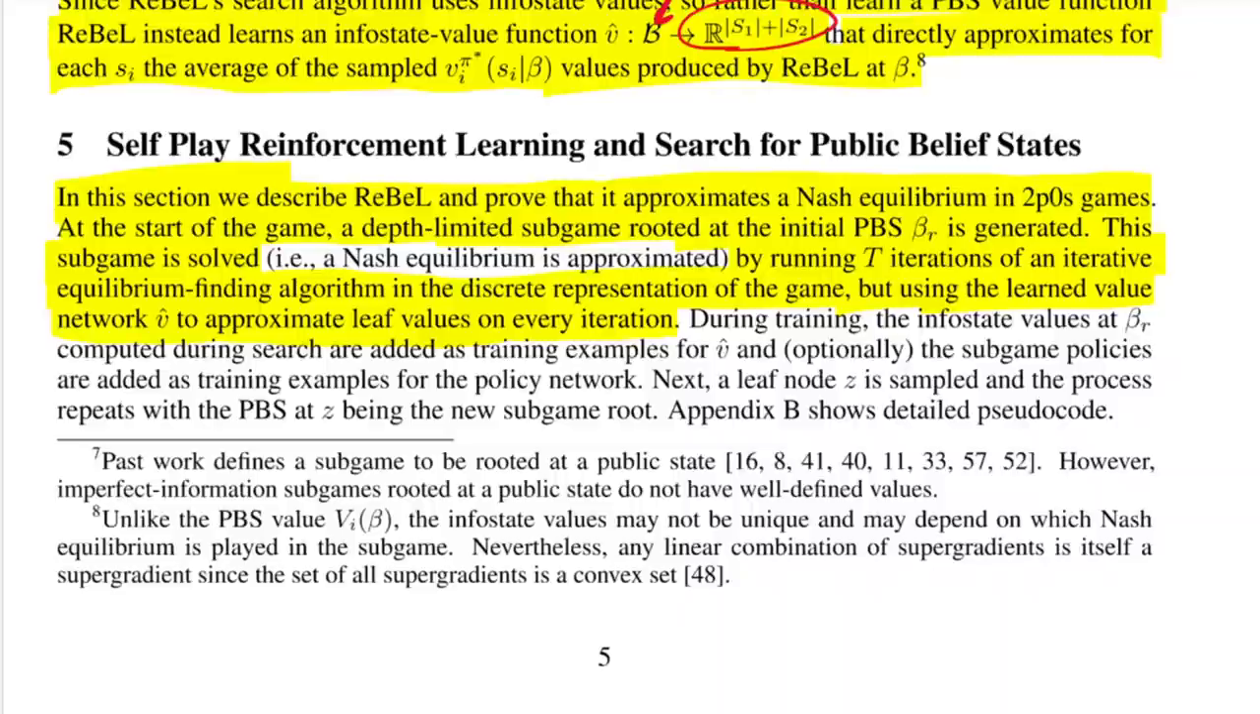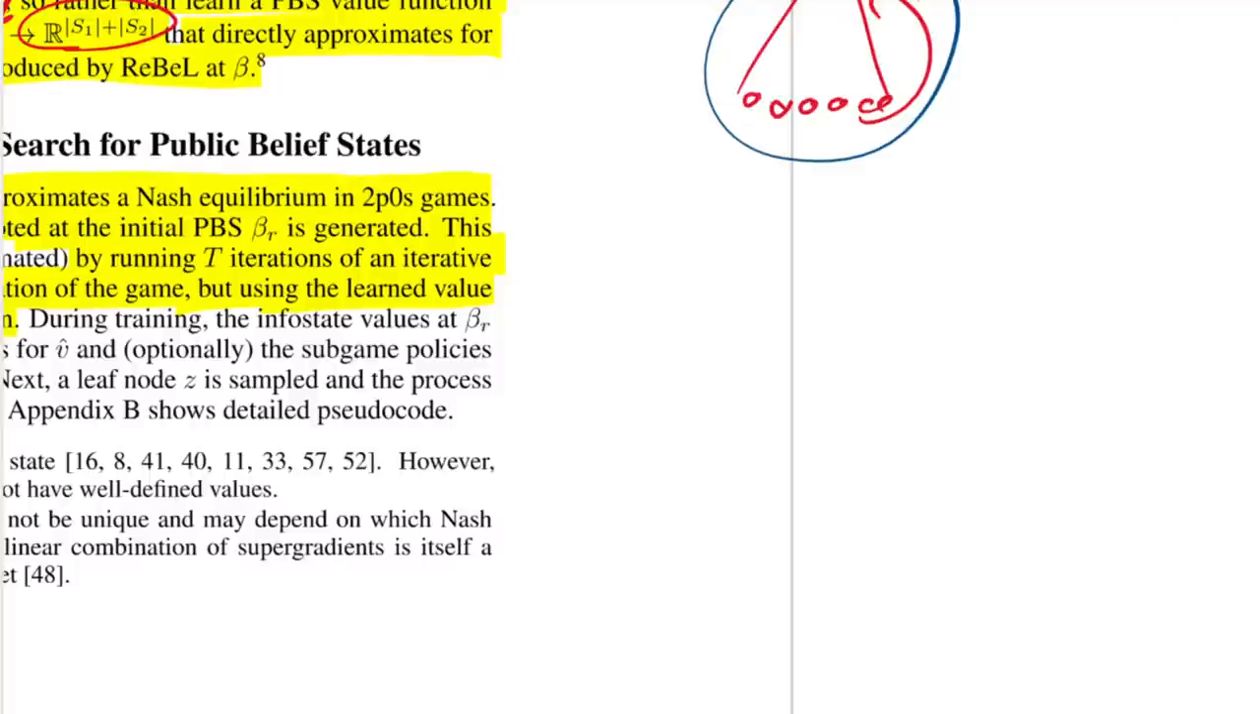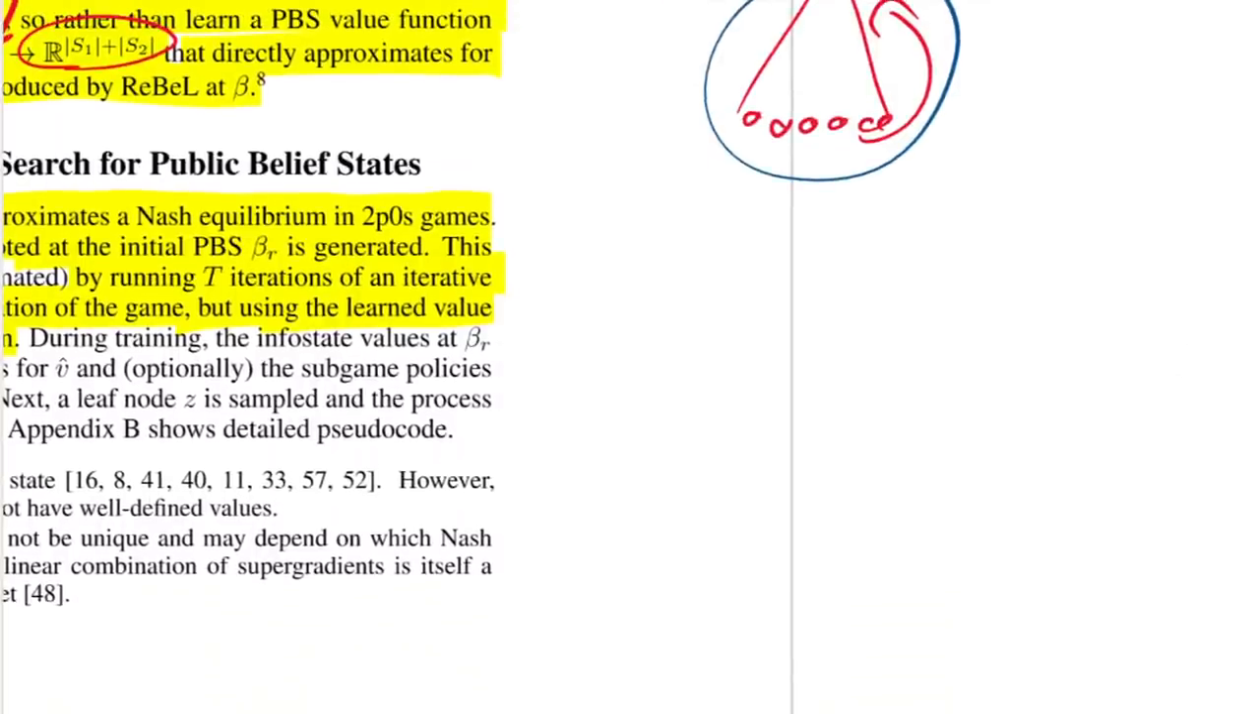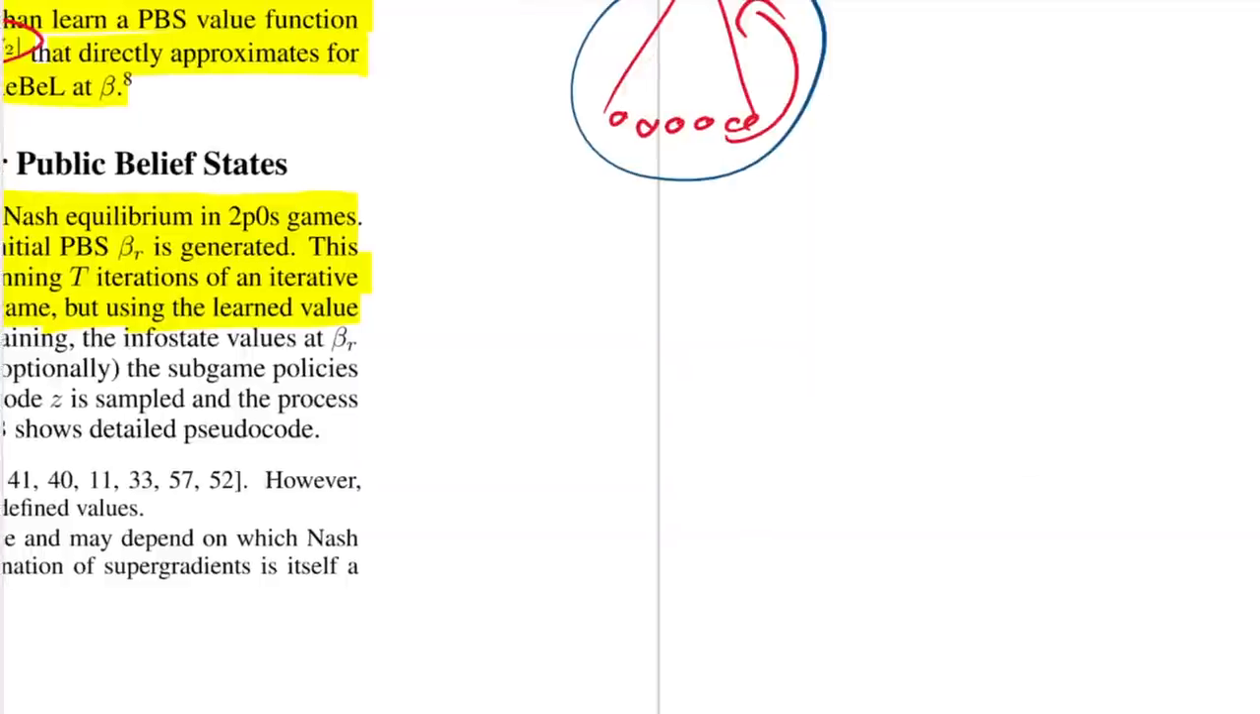Okay, so it might seem a bit complicated, but here's what I think happens, and this is a bit unclear to me. We're going to take any public belief state that we find ourselves in. Not just the beginning of the game, but any public belief state, okay? So the public belief state is maybe here, and it contains many different info states. Now, what I think happens here is that they may be sampling one of the info states, I don't know, or they may input the public belief state at the beginning. This is unclear to me.